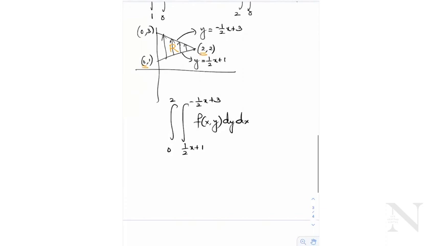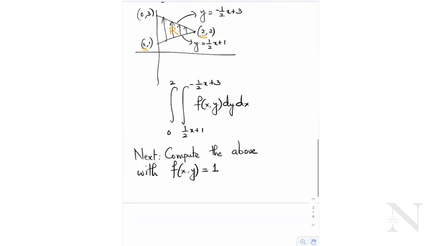Okay, my next question is to compute this integral here. You can pick whichever is easier for you. If you want to do two of them, it's your choice, but I would stick to just one of them. Okay, so compute the above with f of x, y equal to 1. Okay, this is the number 1. And what does this mean? For the region R. Okay.